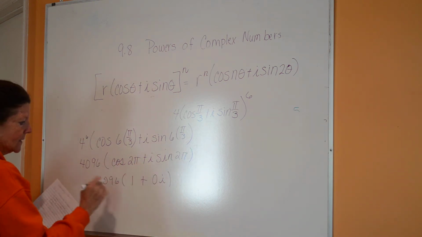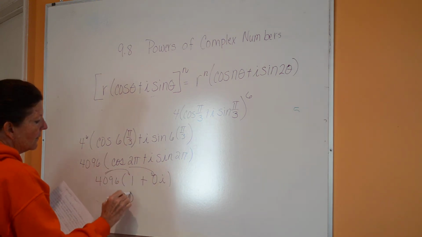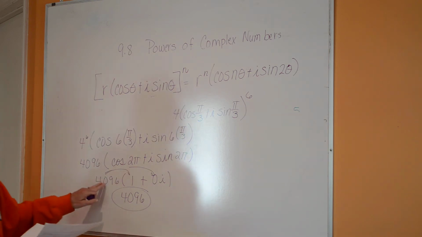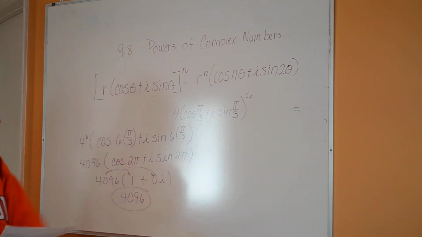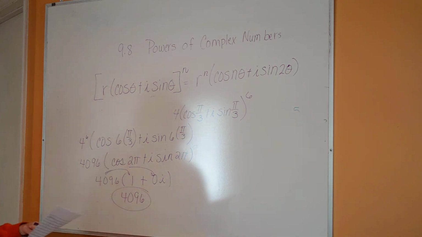0 times anything is 0, so my final answer is going to be 4096, because when I multiply it times 0, I get nothing. If you want to write it as 4096 plus 0i, you can do that, but there's really no need for that. All right, I'm going to give you one to try.